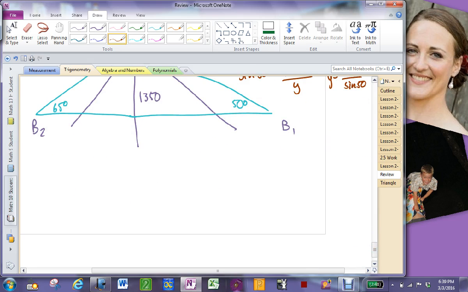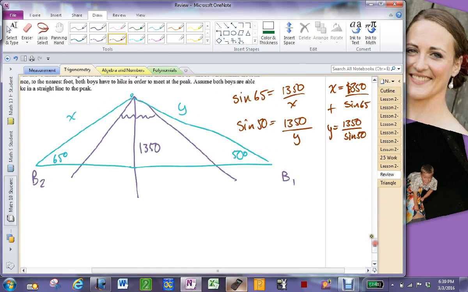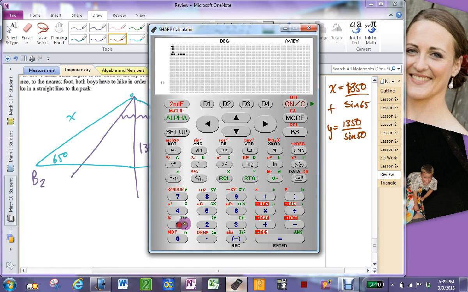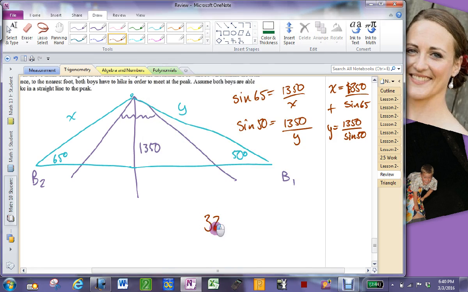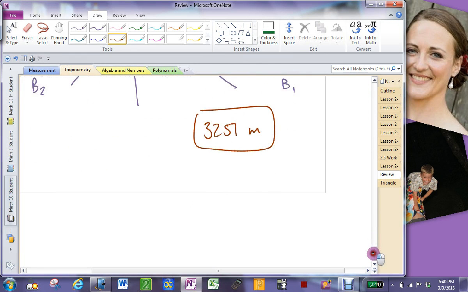So I go to my calculator, and I go 1350 divided by sine 65 plus 1350 divided by sine 50, and it's 3,251. Okay, and that is all of it.